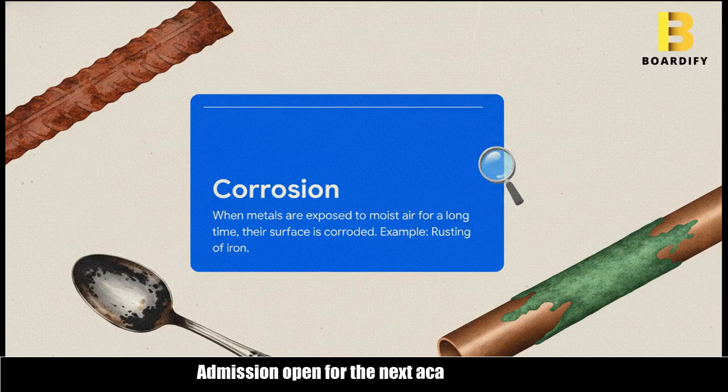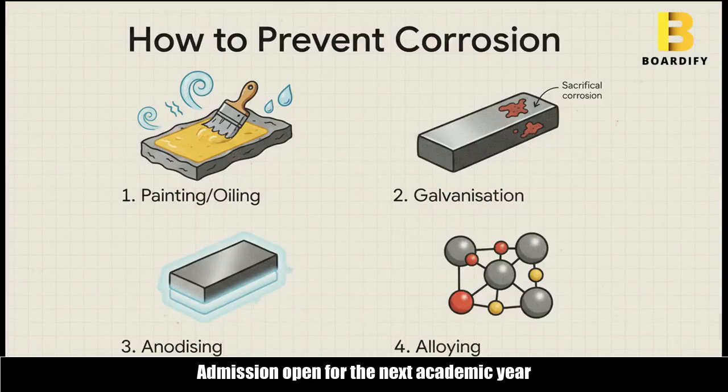Rusting on iron is the classic example everyone knows, but it's also the black stuff that appears on silver or that green coating you see on old copper statues. The good news is we have a whole arsenal of weapons to fight corrosion. The easy ones are just putting a barrier up, like paint or oil or grease.